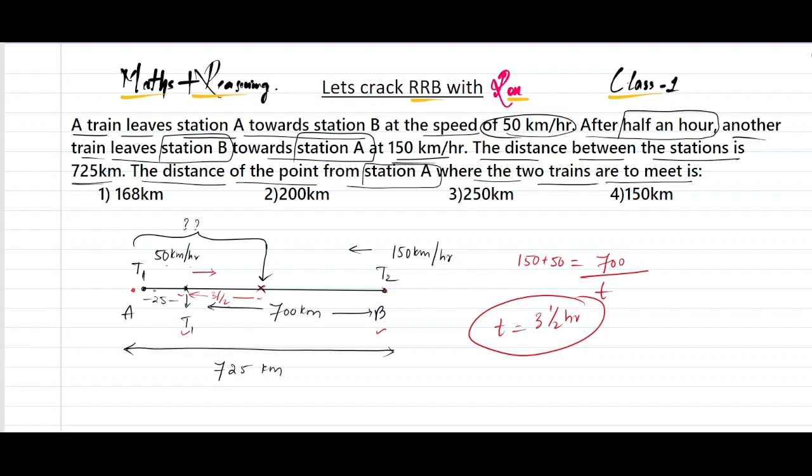So 3.5 hours, plus half an hour for train 1, so total 4 hours, right? 4 hours is the time traveled by train 1 at a speed of 50 km per hour. 1 hour 50 kilometers, 4 hours 200 kilometers. Okay, the answer is here, option number 2. Third question.